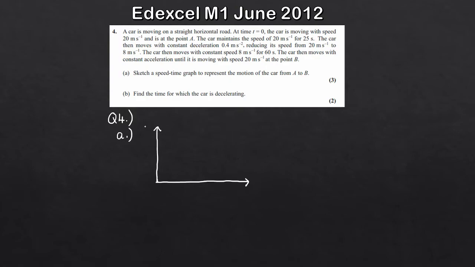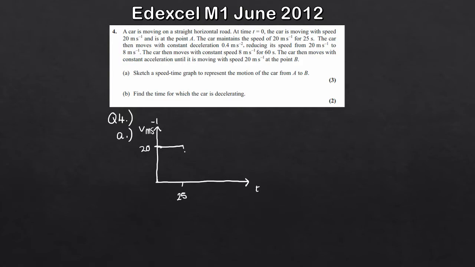So this will be my initial axis here, and this will be time. So at time t equals 0, my initial speed, we know that's 20, so let's just say that's there, 20. Okay. So we start with initial speed 20 meters per second, and it maintains that speed for 25 seconds. So this is just going to be a straight line then. So let's just say that's there. Okay, it doesn't have to be precise. It's just a sketch.